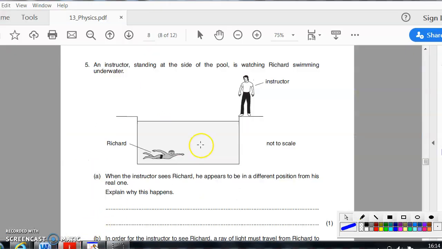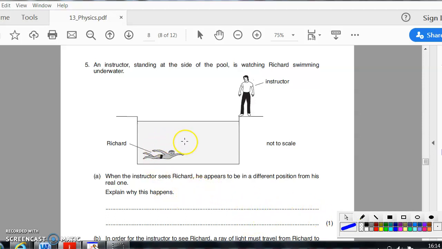Okay, have a look at this physics question. An instructor standing at the side of the pool is watching Richard swimming underwater. When the instructor sees Richard, he appears to be in a different position from his real one. Explain why this is. 1 mark.